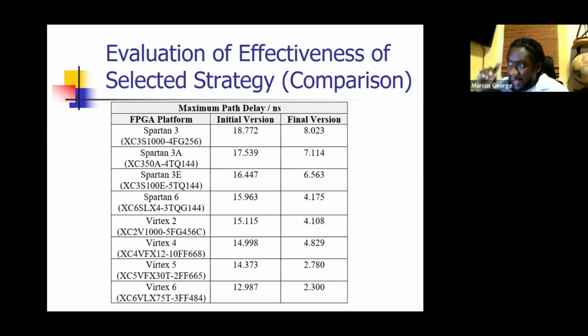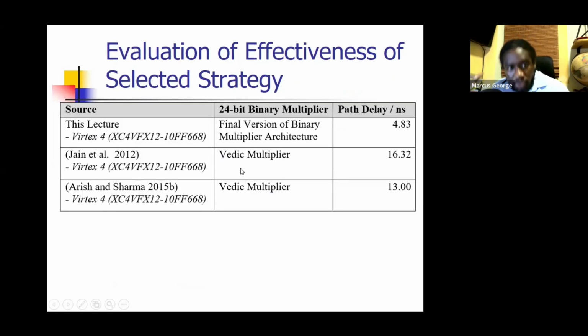And if I were to compare the path delay of the final version with existing systems by other researchers, we would realize that it is also significantly less. The path delay of this final multiplier system, for the same platform with X4, is significantly less than Jane et al. 2012 and Arish and Sharma 2015. They both implemented 24-bit binary multiplier systems, and the path delay of the implementation I'm talking about here is significantly less than what they have.